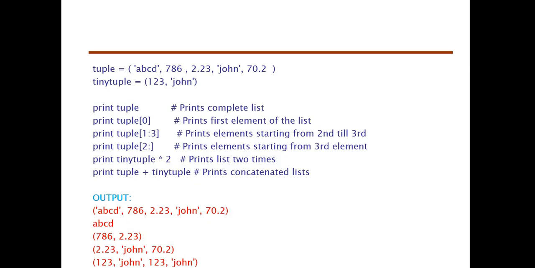Now print tuple prints the complete tuple, and printing tuple[0] prints the first element of the tuple. Print tuple[1:3] increases the range, so it prints elements starting from the second till the third. Then tinytuple * 2 prints the tuple two times, and it prints the number of items at the same time. As you can see, we are getting output from the various types of commands.